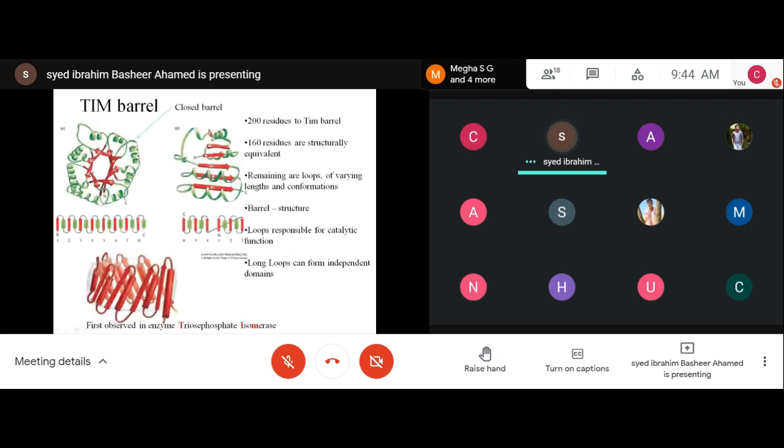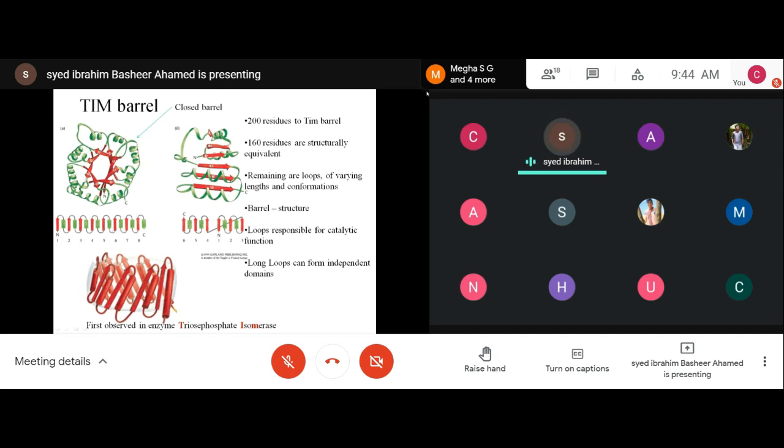All right, so here you can see the barrel, the cylindrical form, is made. The wall of the cylinder is made only with the beta strands, and these beta strands are surrounded by the alpha helices. All right, so here is the topology diagram. Okay, so the beta, alpha, beta motif. All right, so the beta, alpha, beta motif will be like this.